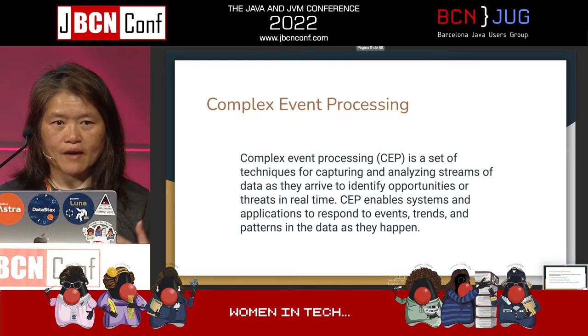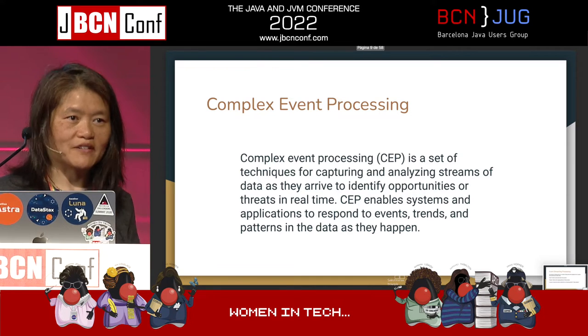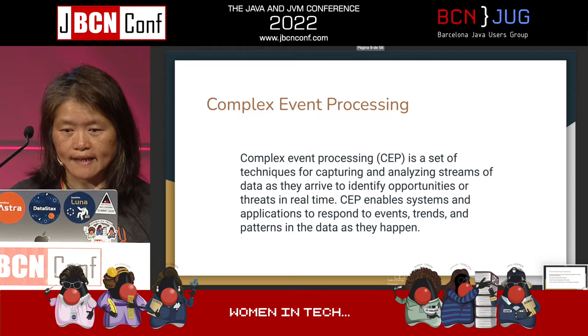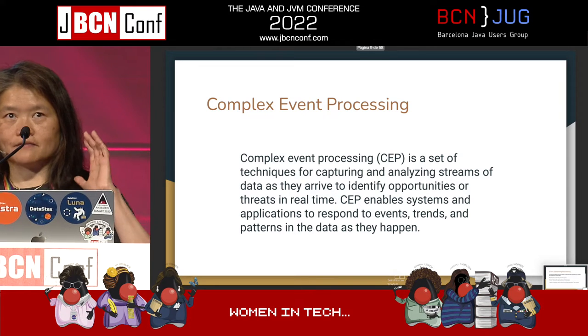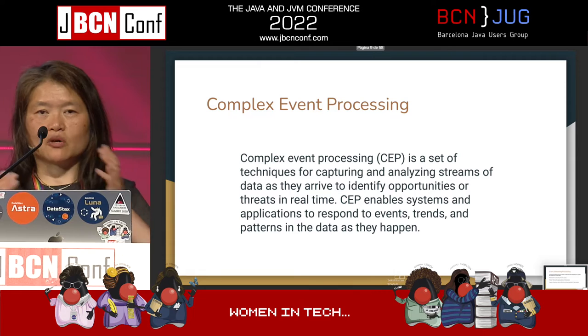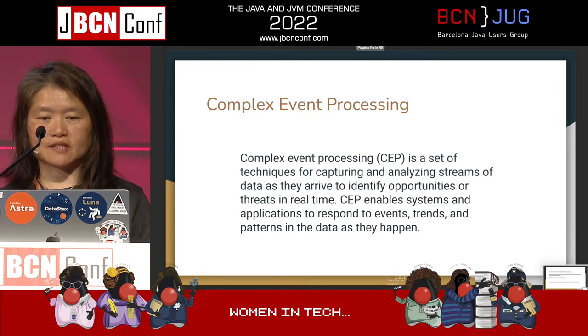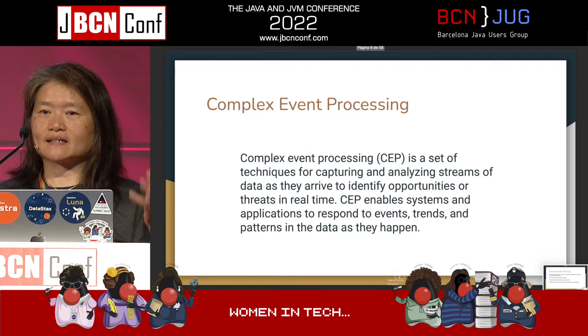You want to be able to add value to what you're doing every day in a very responsive fashion, basically. And so you want to capture the data that's happening, identify those patterns, and do something about it as it happens.